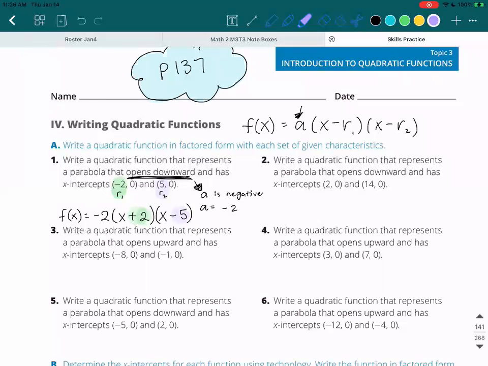Are there any questions on this one? I'm going to pause here so you guys can ask. All right, let's do the next one.